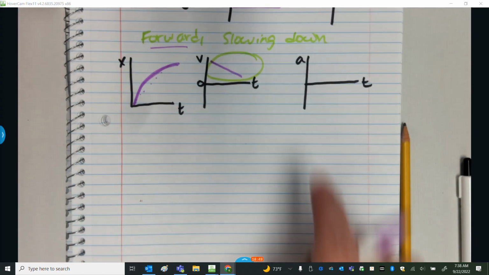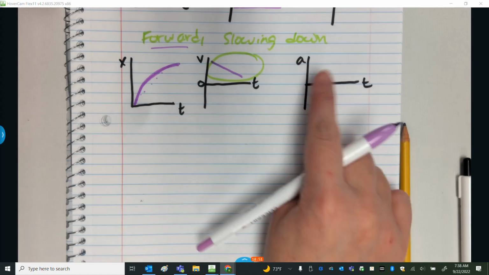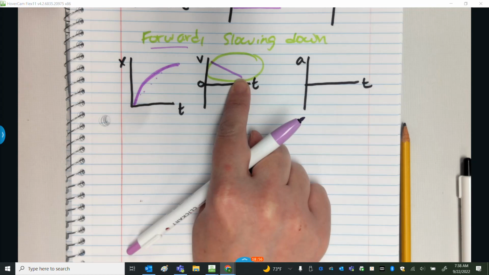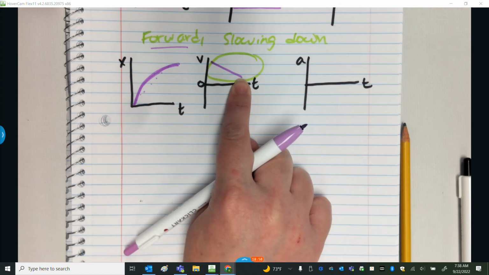Okay, and then to draw the AT, honestly, I think it's easiest to go to AT from the VT, because all I have to do is look at the slope. Positive or negative? Negative. That's it.